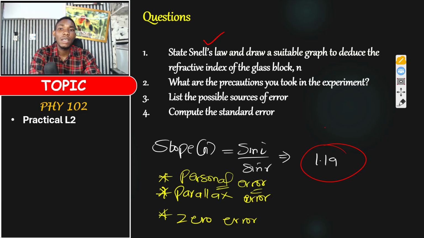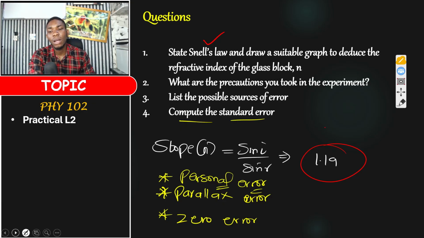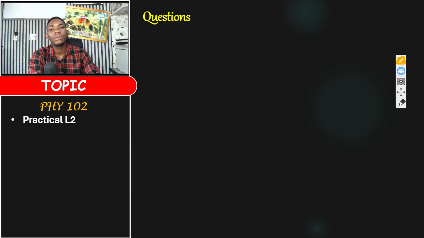So I've given you several sources of error. You can copy the one that you think is actually good. And then the next one is compute the standard error in the refractive index. Of course, we said the refractive index is the slope. So if they say compute the standard error in the refractive index, it means they ask us to calculate the standard error in the slope.